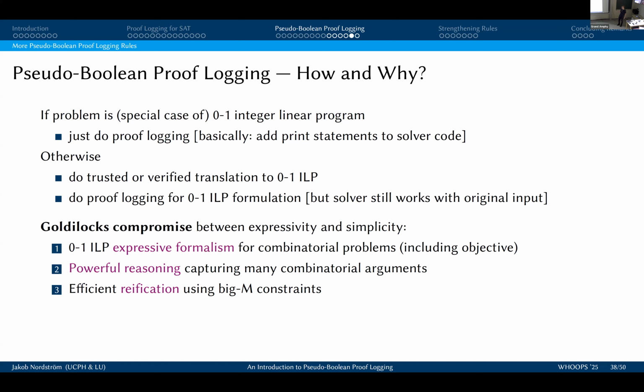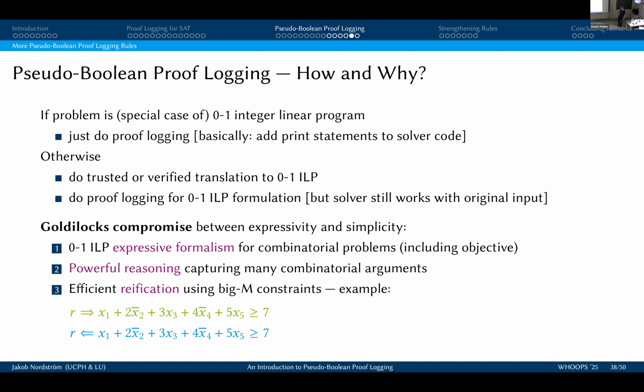Okay, so why would we do this with 0-1 integer linear inequalities rather than clauses? Well, it just seems that 0-1 integer linear inequalities are much more expressive. And the fact that this cutting planes proof system that I told you about seems powerful enough to capture a lot of what we do in different combinatorial optimization algorithms. Also, there are some nice features. For instance, this reification that you saw with big M constraints.